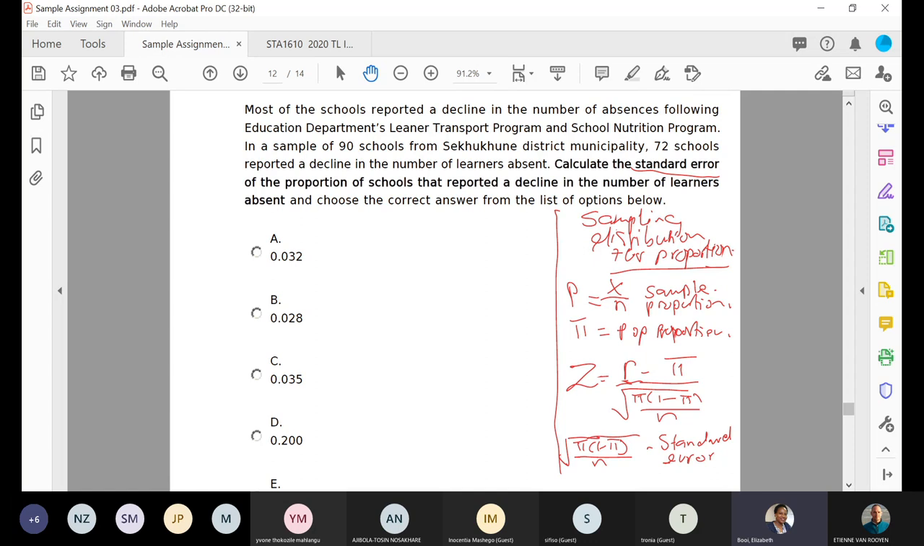So now they're asking us to calculate the standard error. So we just need to calculate the population proportion times 1 minus population proportion, divided by n. The challenge with this is they didn't give us the population value. We can also use the sample proportion to calculate. So what are we given? We are told what the number of samples are.